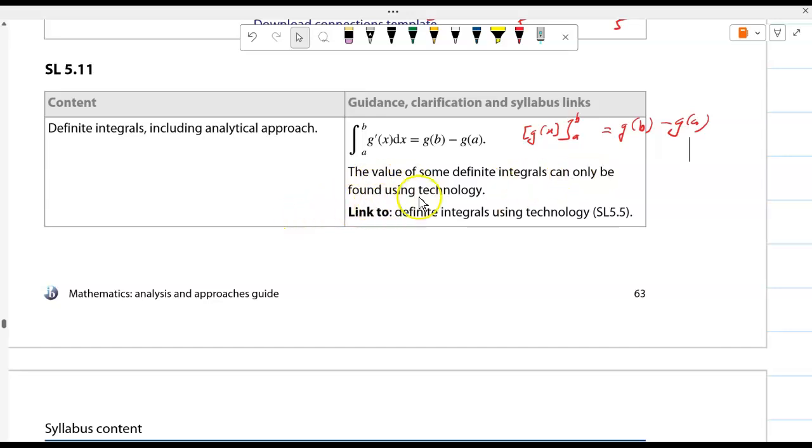The value of the definite integral can be found by using technology. Just type it in straight.